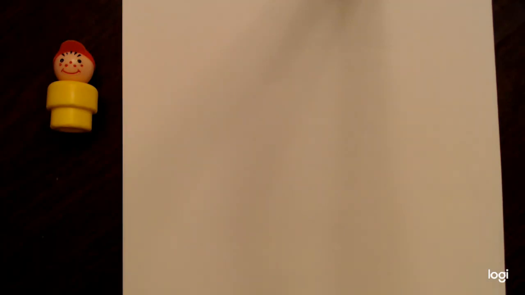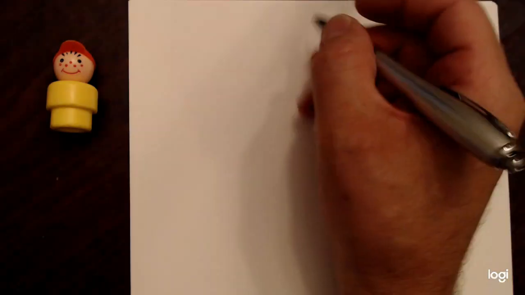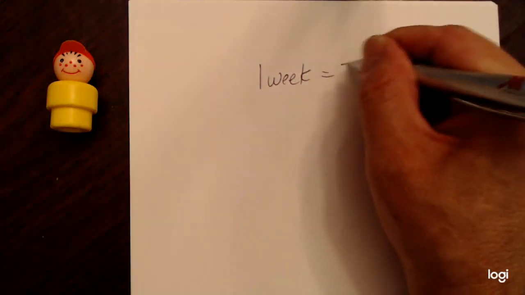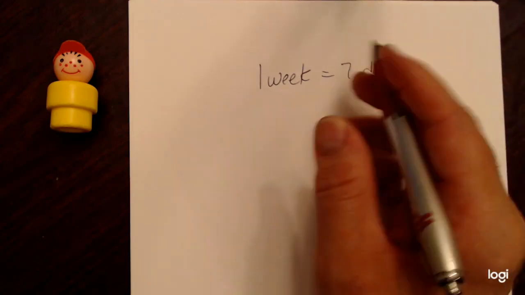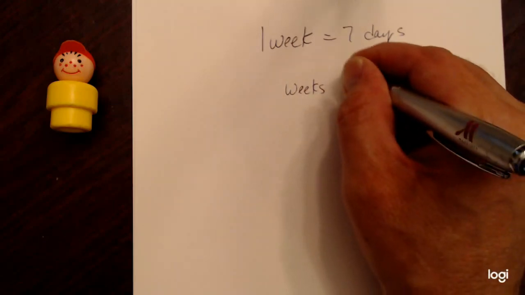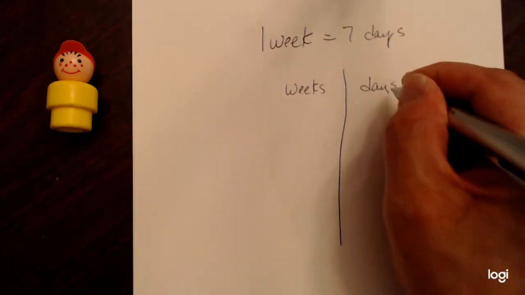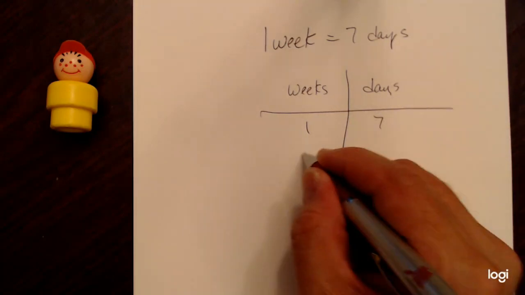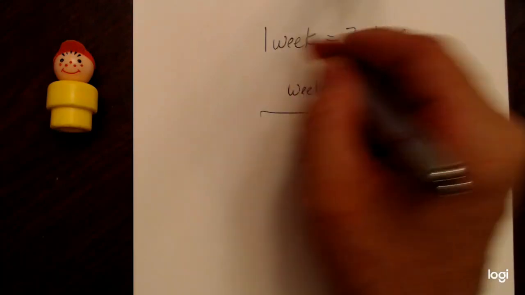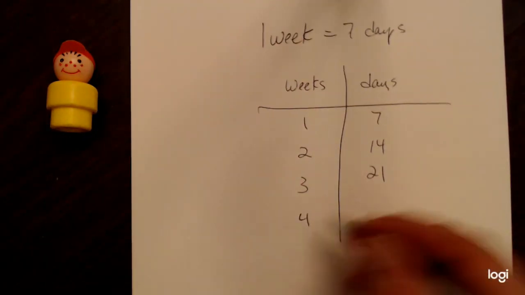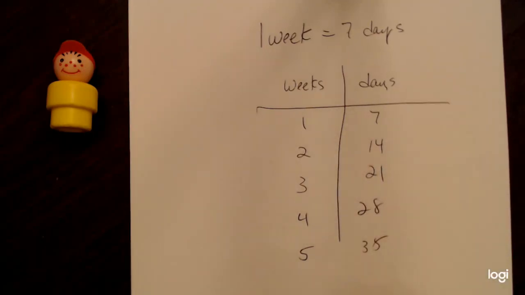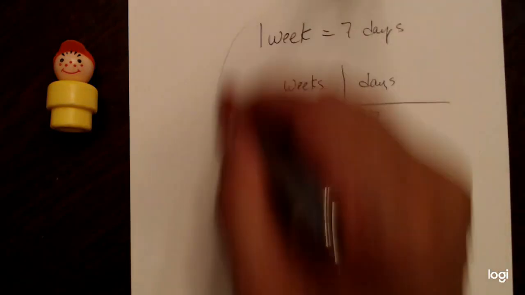Let's do another one. This is a good one. 1 week equals 7 days. So let's make a function table. Weeks, days. 1 week, 7 days. 2 weeks, 14 days. 3 weeks, 21 days. So all I'm doing is multiplying by that. 4 weeks, 28. 5 weeks would be 35. That is a function table. And that's all you have to do.